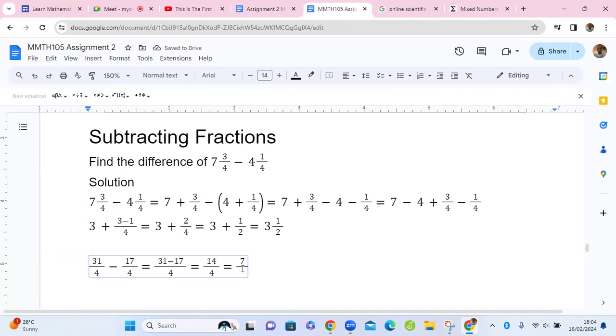14 divided by 2, both numerator and denominator. 14 divided by 2 is 7. 4 divided by 2 is 2. And convert this improper fraction to a mixed number. 2 into 7 was 3 times. 3 times 2 is 6. So 7 minus 6 is 1. So there is a remainder of 1 over 2. So we still get back the 3 and a half.